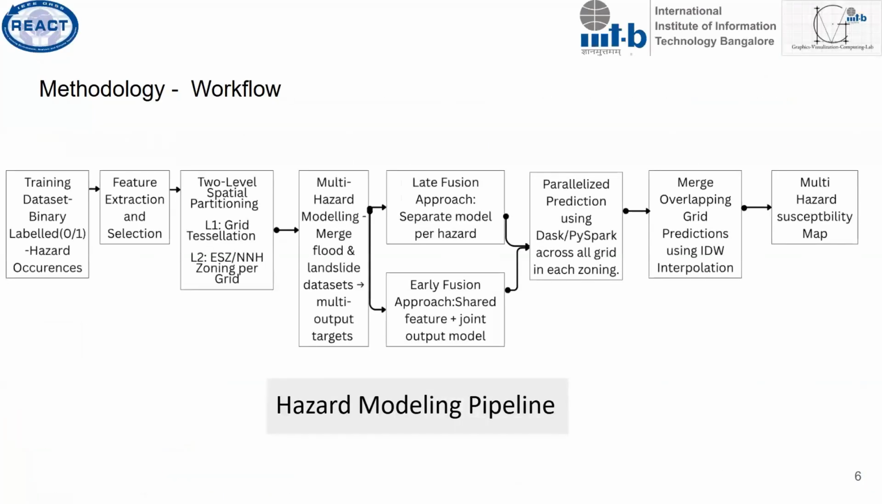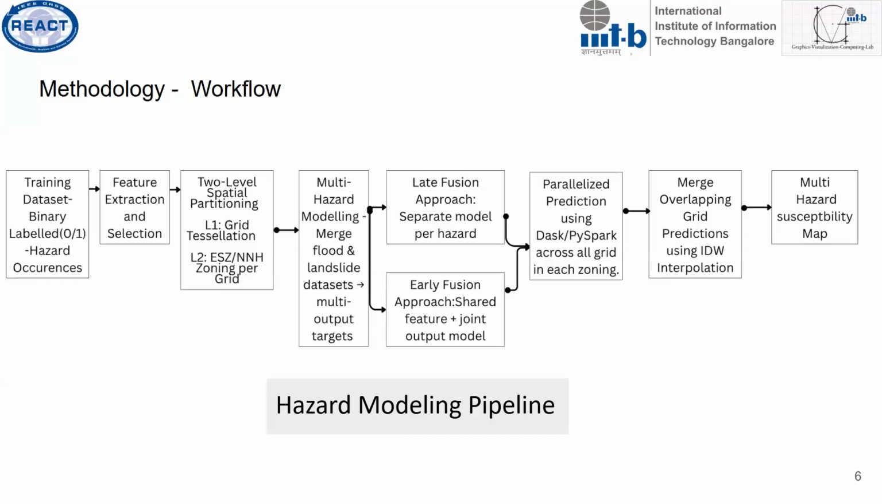So the major workflow is, initially, we are generating from the existing inventories and through the satellite imageries, we are developing the training data set. We are choosing the best features based on the literature reviews and the selection based on various feature selection methods like SHAP value and VIF. And as I told earlier, the novelty of our method lies in the two-level spatial partitioning.